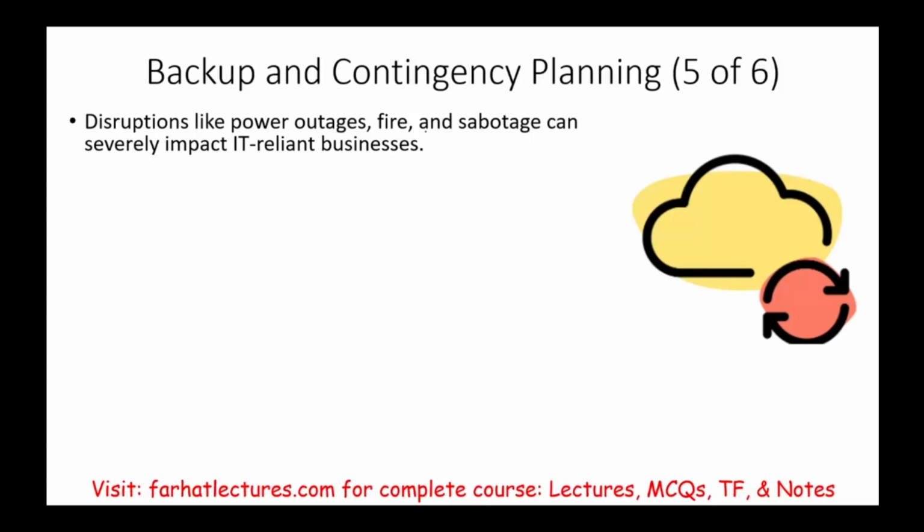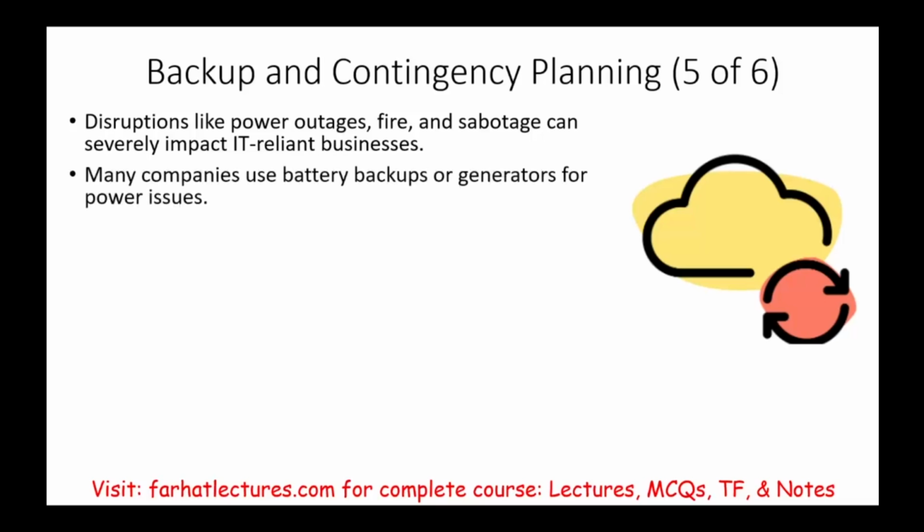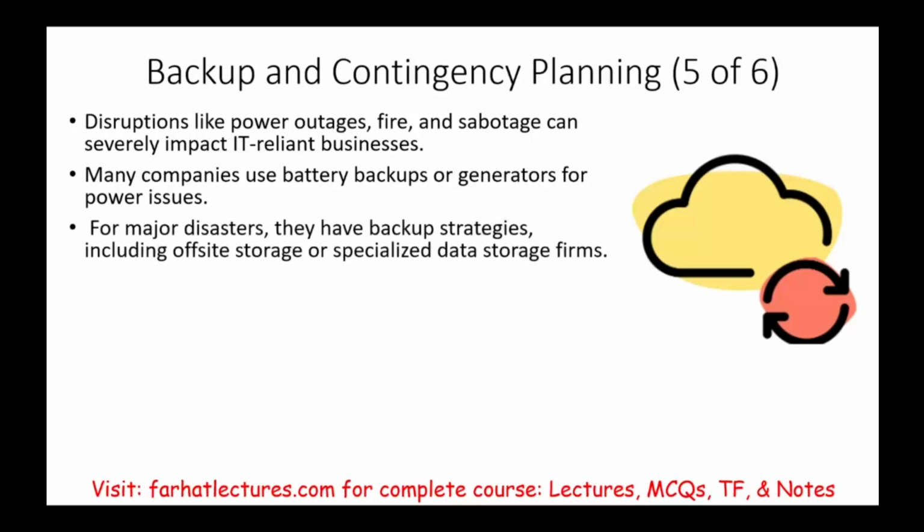Disruptions like outage, fire, and sabotage can severely impact IT-reliant businesses. Therefore, they have to have backup planning in case something happens. Many companies might use battery backup or generators for power issues, but for a major disaster, they should have backup strategies including off-site storage or specialized data storage firms. And here we talk about hot site and cold site in the backup and contingency planning lessons.